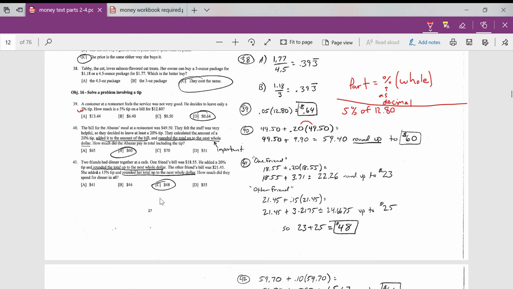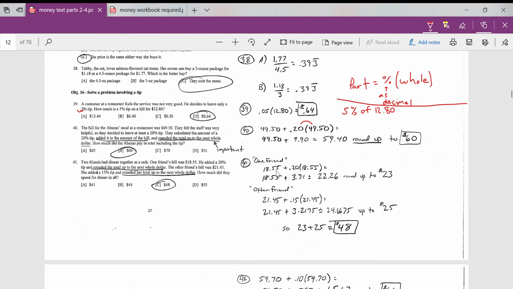Okay. Number 41. Two friends had dinner together. One friend's bill was $18.55. He added a 20% tip and rounded that up to the next whole dollar. The other friend was $21.45 and she added a 15% tip and then rounded her total up to the next whole dollar. How much did they spend for dinner in all? So it's basically asking whatever they gave and spent, add them together, and how much did they pay in all. So the first friend, or the one friend, we do just like we did it above.